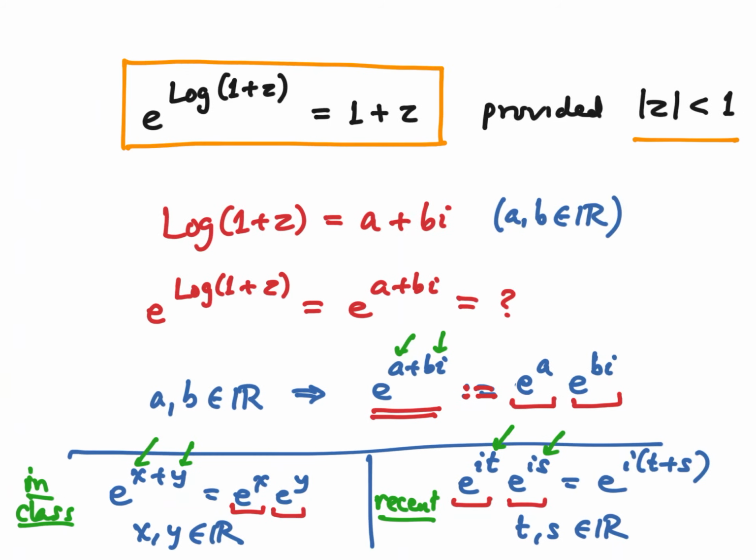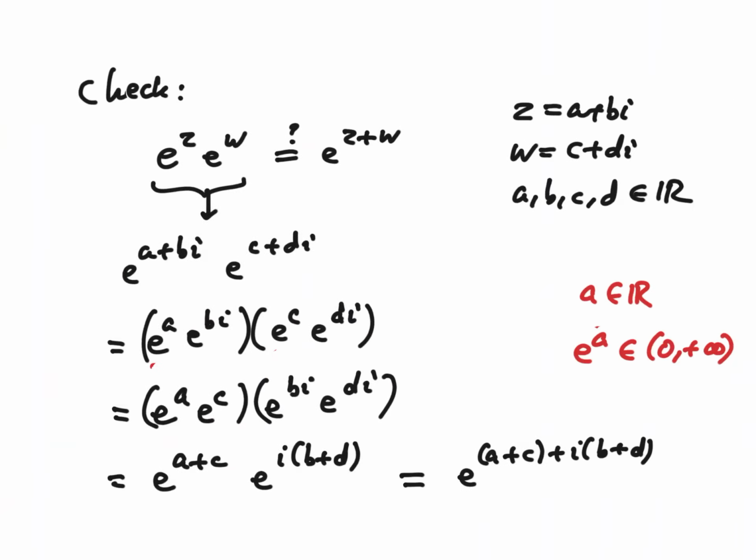Okay, just basically by this definition again. It's like this same definition, just read in reverse. If you ever have e to a real times e to a pure imaginary, you go this way in the definition, and it just allows you to combine the two exponents. Okay, so that's what I did here.